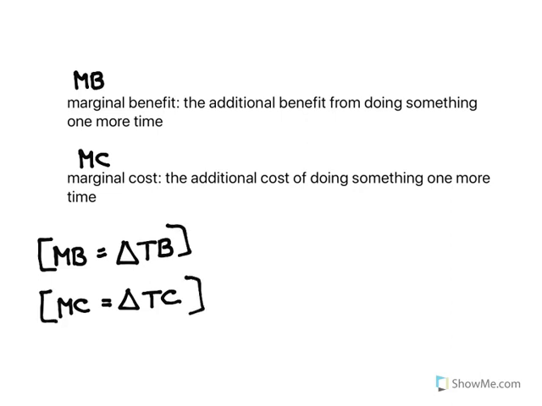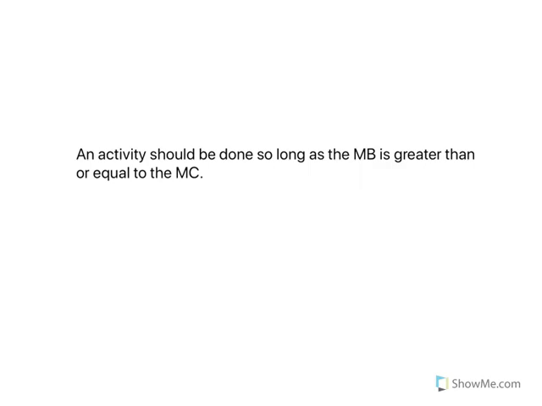Okay? And so with that in mind, an activity should be done so long as the marginal benefit is greater than or equal to the marginal cost. Because, I mean, think about it. If the marginal benefit of doing some activity was $7, but the marginal cost of doing it one more time was $10, why would you do that activity that next time? It's costing you more than it's benefiting you, so you shouldn't do it. Whereas if the marginal cost was only $3, then it would make sense to do it because you're gaining more than you're losing.